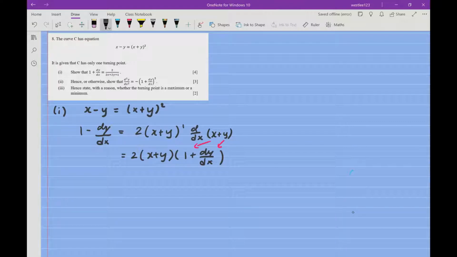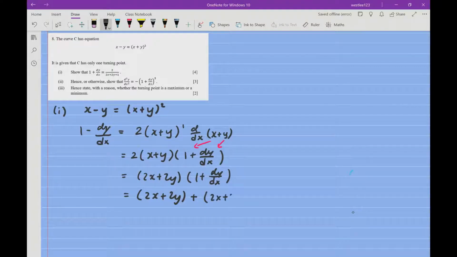After we are done with that, we can open this up because we have to prove the following equation. So we have 2x plus 2y, 1 plus dy dx. So we open up the first bracket, and then multiply the 2x plus 2y into 1 plus dy dx. So this will give us 2x plus 2y times 1, 2x plus 2y times dy dx.